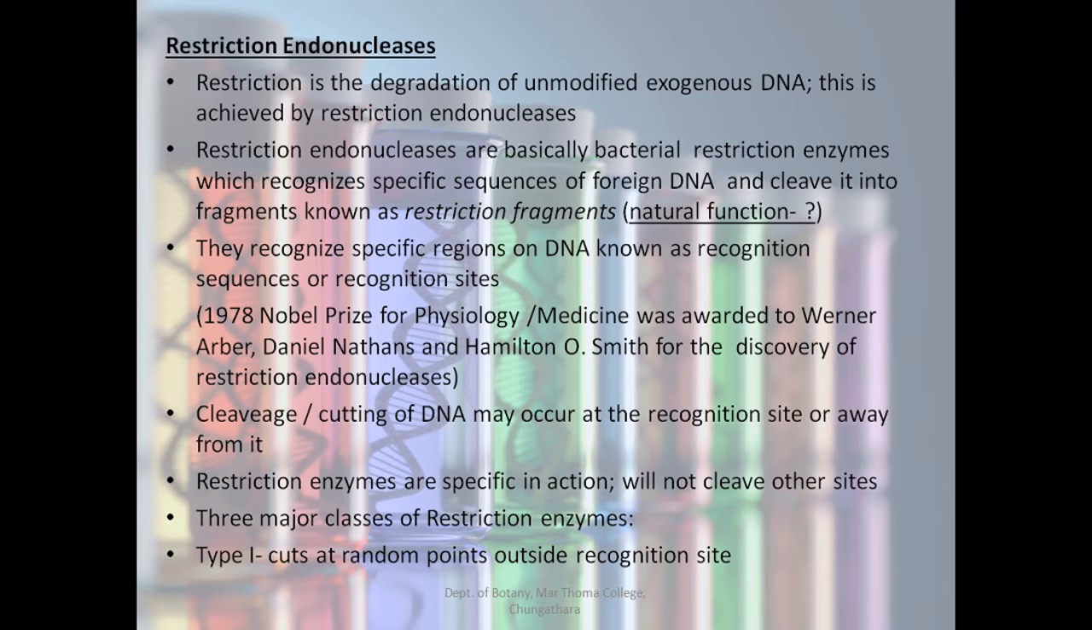All these findings gave three scientists a chance to be awarded the Nobel Prize for Physiology and Medicine in 1978. The three scientists were Werner Arber, Daniel Nathans, and Hamilton Smith. They were the scientists who discovered restriction endonucleases, which had the specific capacity to identify recognition sequences and cut DNA into restriction fragments. It was this discovery which paved the way for improving genetic engineering techniques.